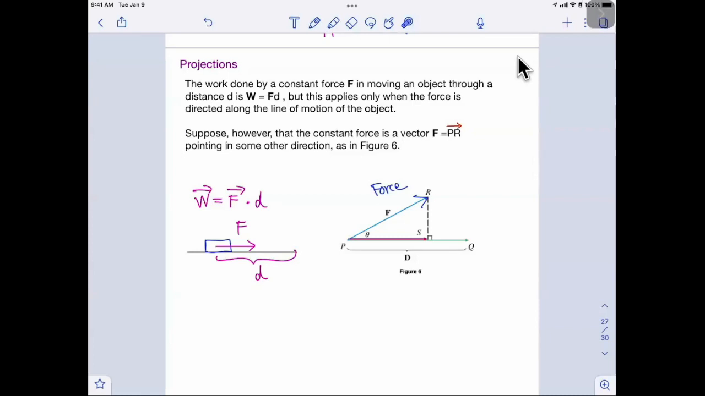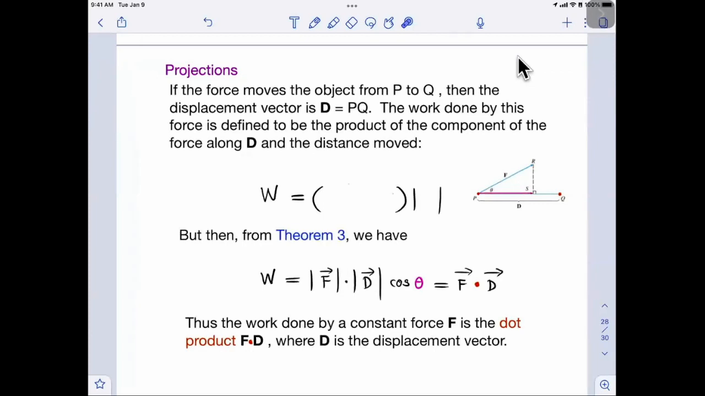So how can I figure out the work done by this force along this direction? Let's think about it. If we move this object from this point P to this point Q, the displacement vector will be PQ. Let's call that vector D. We need to find the component of this force along the direction that this object moves. How do we find out?